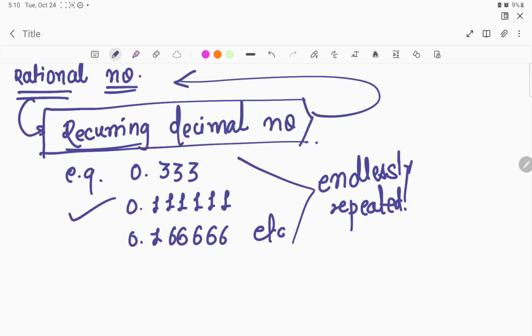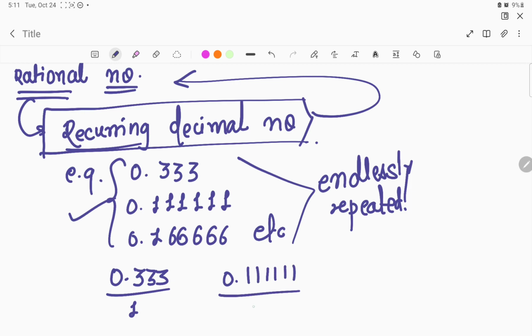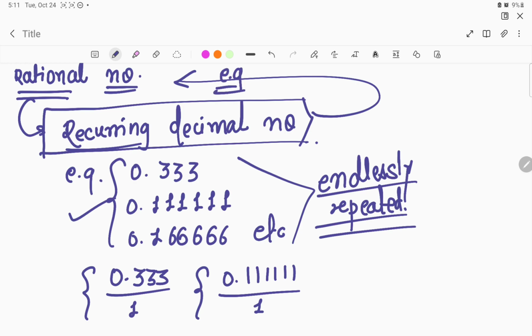Okay, so such numbers, any recurring decimal numbers, are also examples of rational numbers. Once again, this can be represented in the form of P by Q. I can write this as 0.333 upon 1. Similarly, I can write this as 0.111111 upon 1. So this can be represented in the form of P by Q. Endlessly repeated recurring decimal numbers again are examples of rational numbers. I hope you have got this.